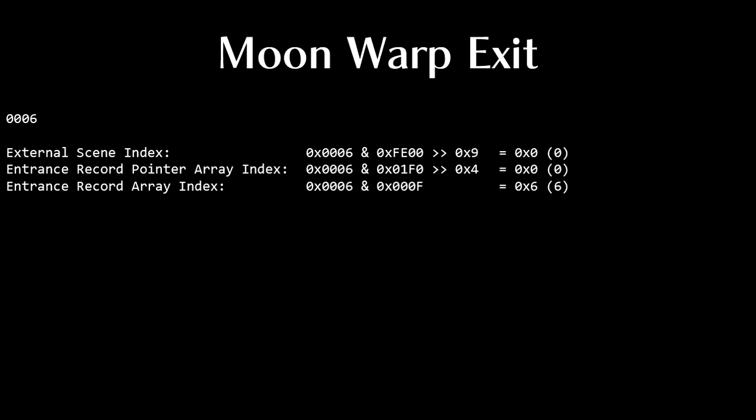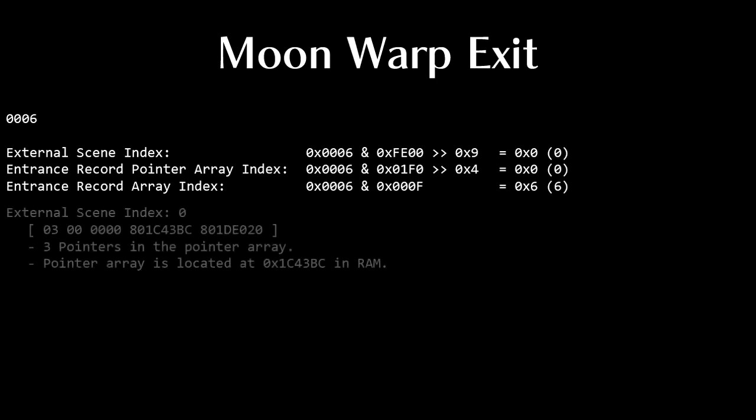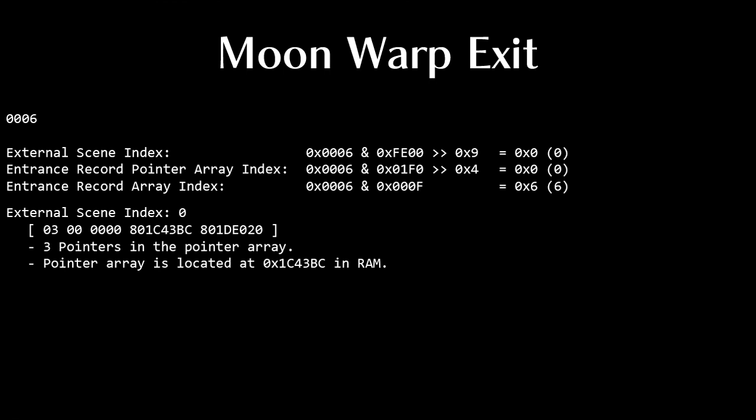Now, let's take a look at the exit that is being used for the moon warp. The exit value used is 0006. So let's get its values. The external scene index is 0, the entrance record pointer array index is 0, and the entrance record array index is 6. For this next part, I went ahead and got all the data that will be read ahead of time, so let's take a look at it. External scene index 0 is what you see on screen here. It has 3 pointers in the pointer array.